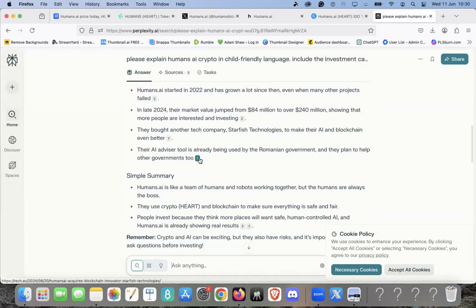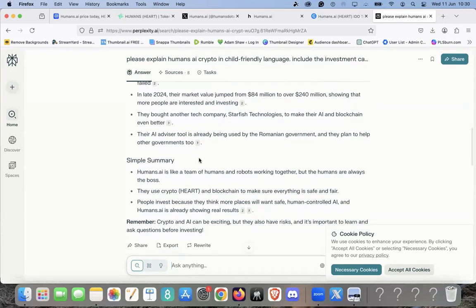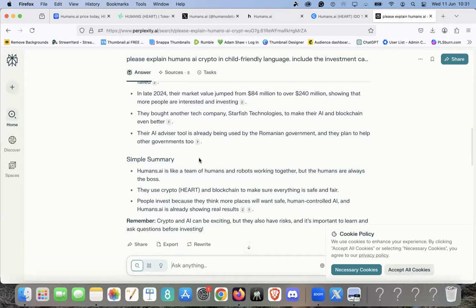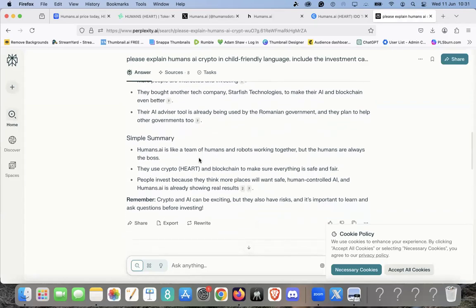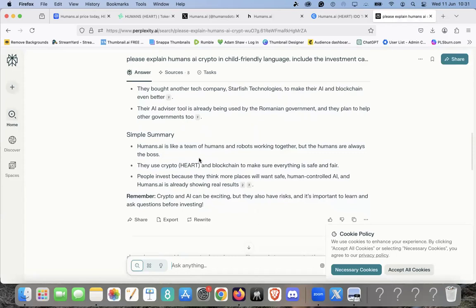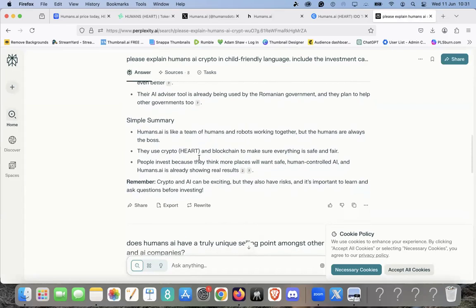Humans AI started in 2022 and has grown a lot since then, even when other projects have failed. In late 2024, their market value jumped from 84 million to 240 million, showing that more people were interested in investing. They bought another tech company, Starfish Technologies, to make their AI and blockchain even better. Their AI advisor tool is already being used by the Romanian government, and they plan to help other governments too.